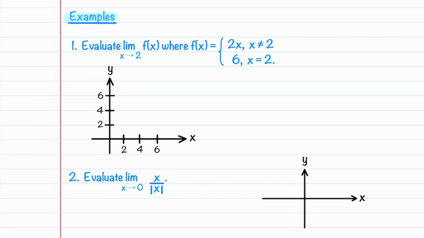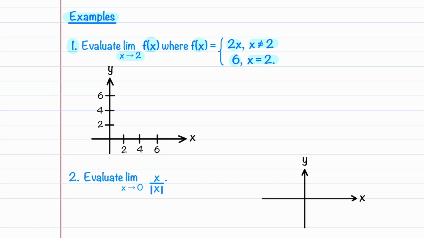Let's walk through some examples so that we can really understand this. In our first example, we're asked to find the limit of f of x as x approaches 2, and we're given that f of x is a piecewise function, and it's defined as 2x when x is not equal to 2 and 6 when x is equal to 2. When you're evaluating a limit of a piecewise function, it's best to start by graphing the function. I have a video on graphing piecewise functions if you need to review that.